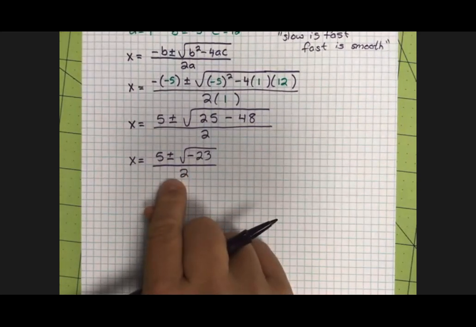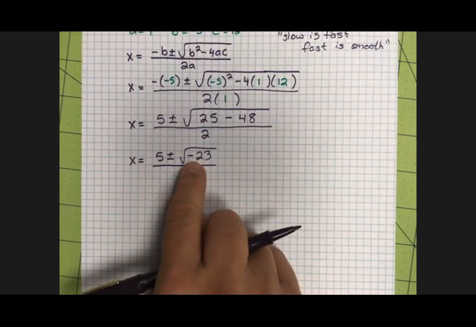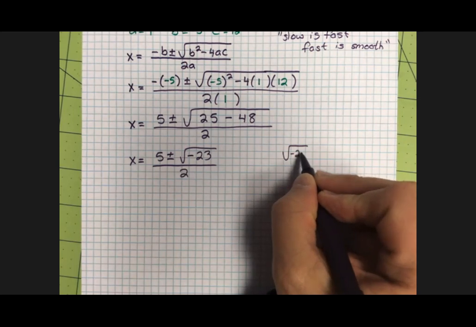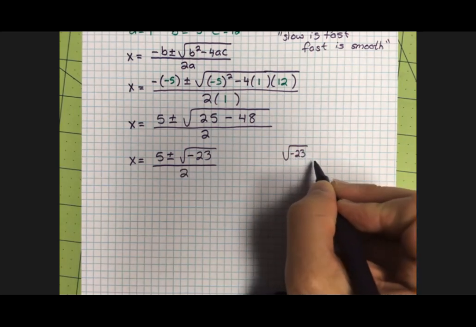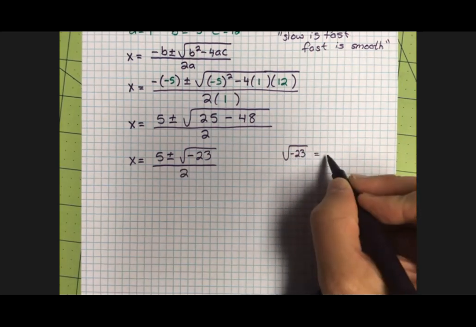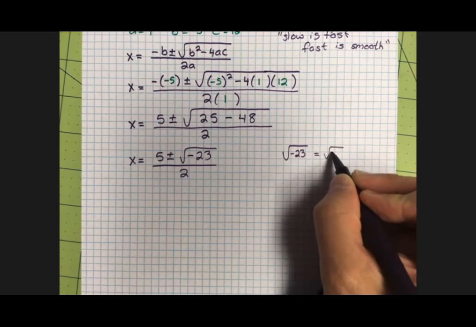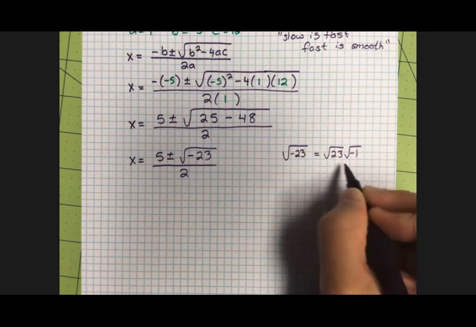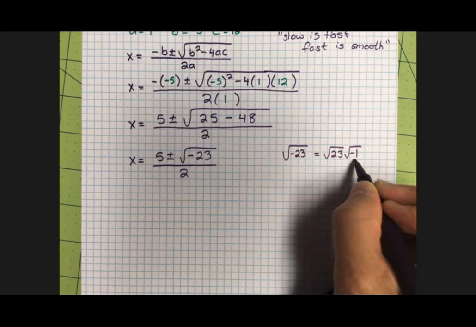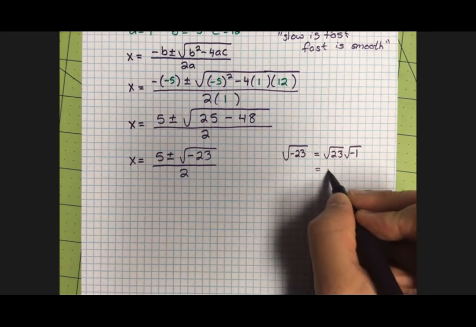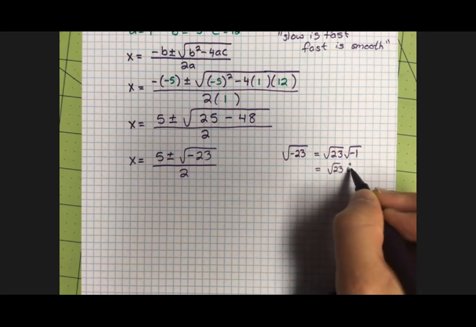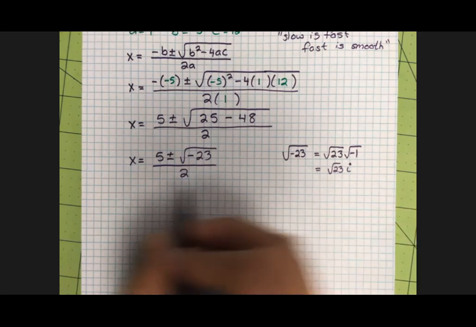But actually, I'm just about done. The only thing I do is clean up this square root of negative 23. Now, are there any perfect squares inside 23? No, not really. I can't think of one. So I am just going to write square root of 23, square root of minus 1. That's the square root of 23 times i outside the square root.